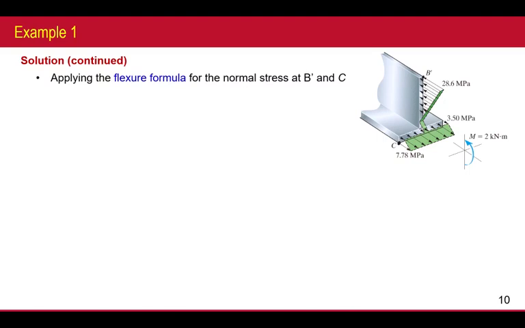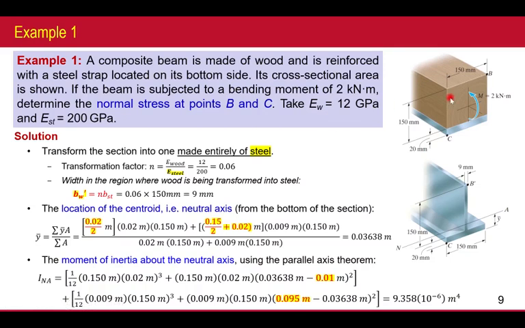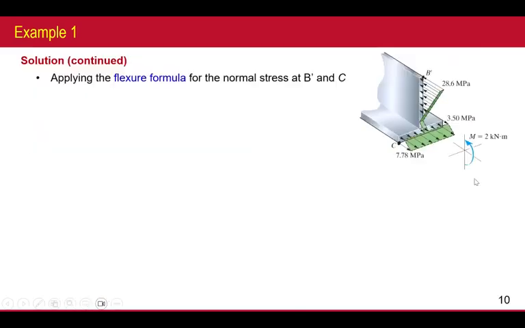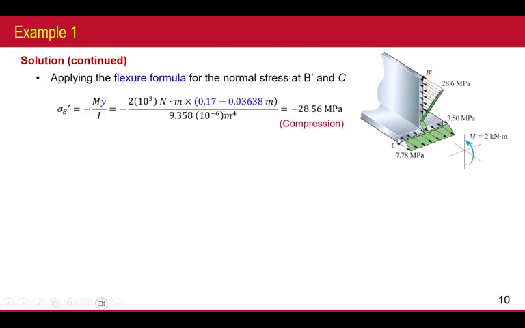So obviously it's a single material. Now of course we can work on it, because b is in the wood, but once we transform, it becomes b prime. Remember, prime means it is not the real material, it is from transformed parts. So we can apply this equation at B prime and C. Sigma B prime is equal to negative My over I, because it is only a single material. So from here we can work it out. Remember, we must know the distance. Point B at the bottom, 0.17.